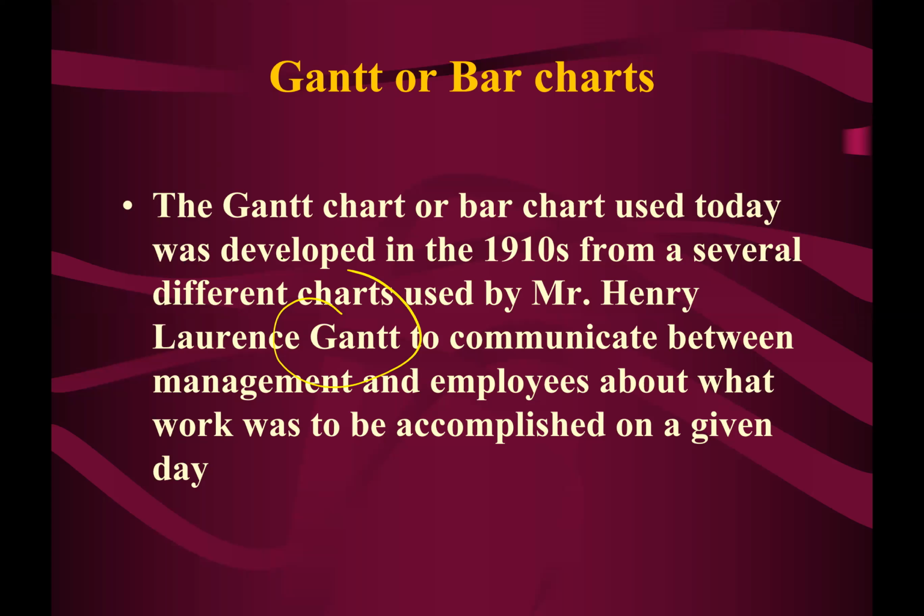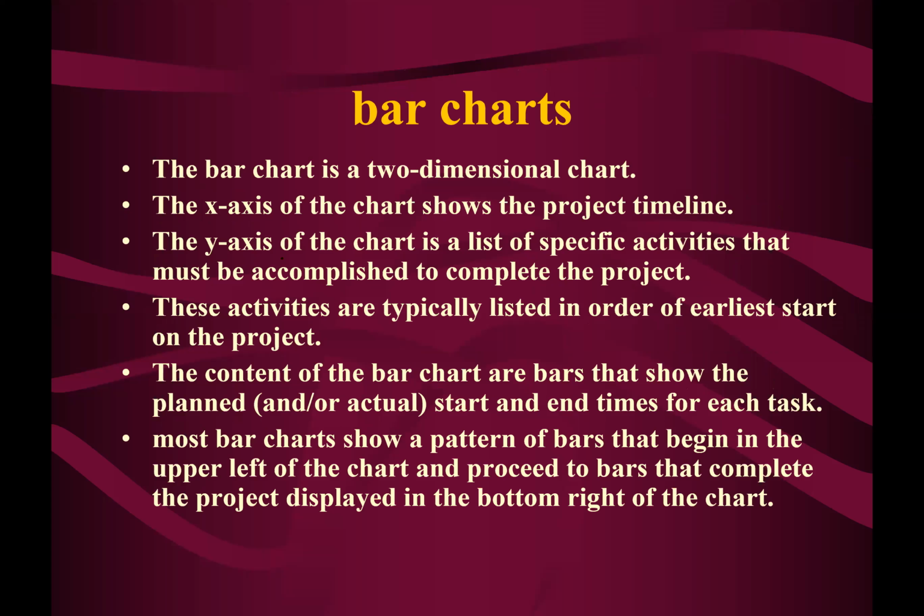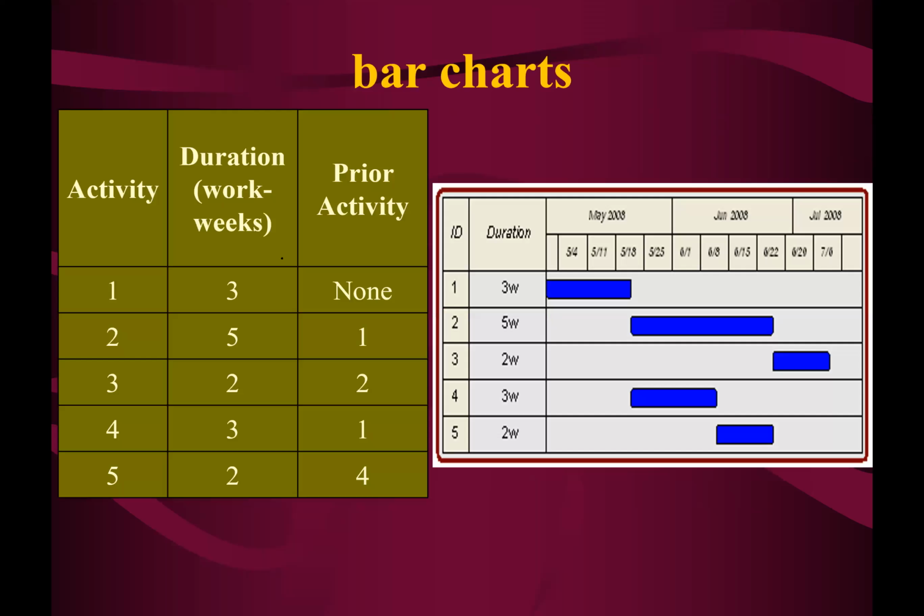Okay, even until now. Bar chart has two dimensions, meaning to say x and y axis. They consist of activities and then timeline. For instance, this is a simple bar chart. You notice that this is the name of the activity.